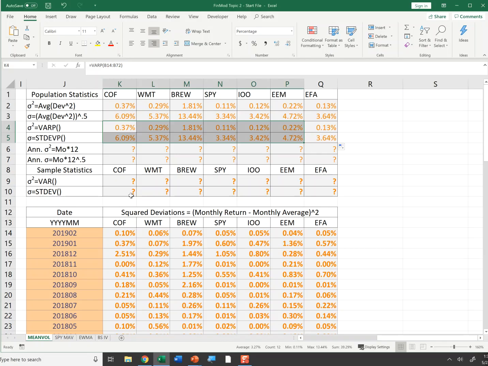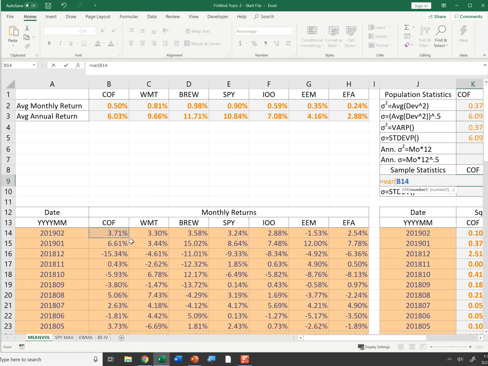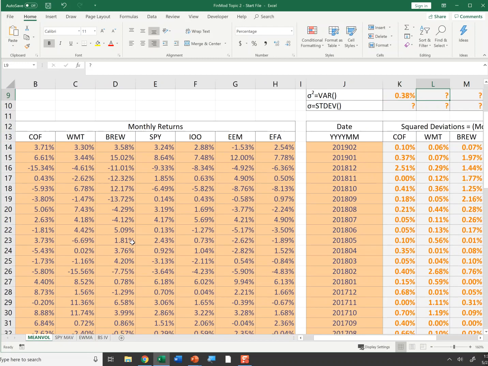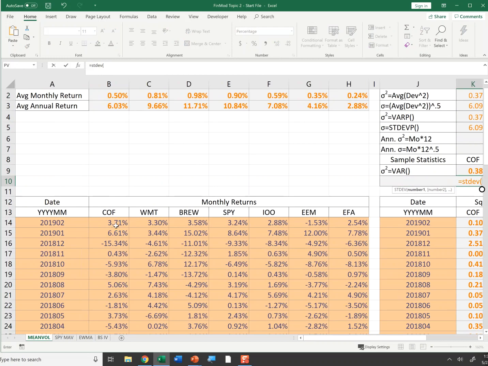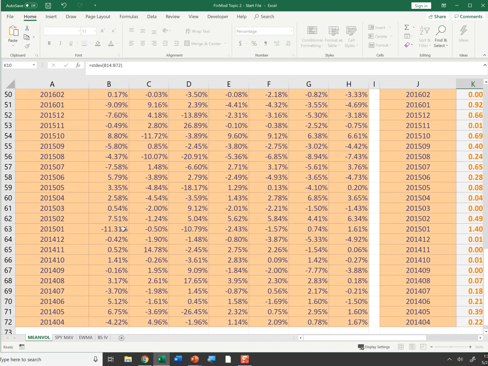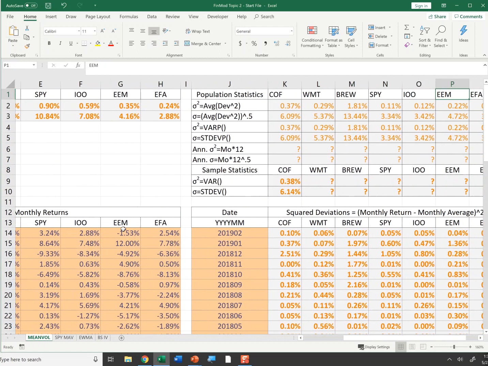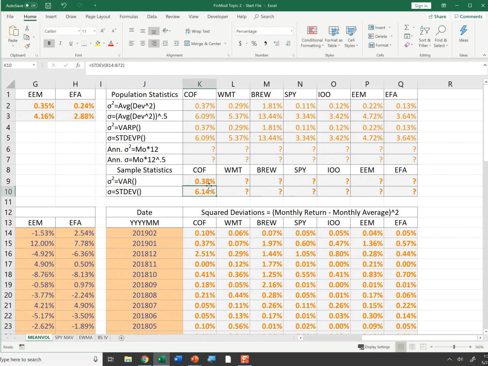So I'll go back here and calculate the sample statistics. All I do is use VAR instead of VARP. I just drop off the P for population, grab my Capital One returns, and notice it's 0.38 and not 0.39, because it's dividing by n-1. And I can do equals STDEV, no P. Put in my Capital One returns. Notice I just have VAR and STDEV, no P, and you get slightly higher numbers for the sample statistic.